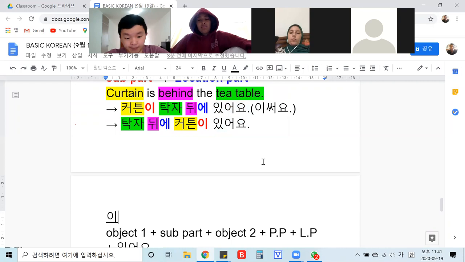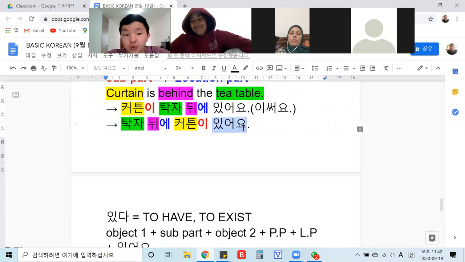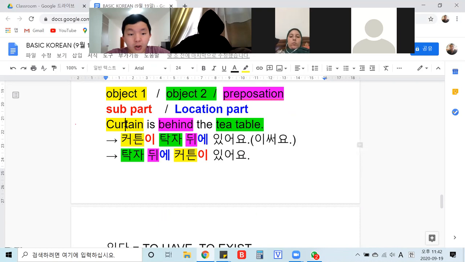To have, to exist. Very basic verb actually. Yeah, so you must remember, if a sentence finishes with to have or to exist, start with the first subject, object one. I'm trying to explain the location. Which is a curtain. And after the subject particle, this is really important actually.